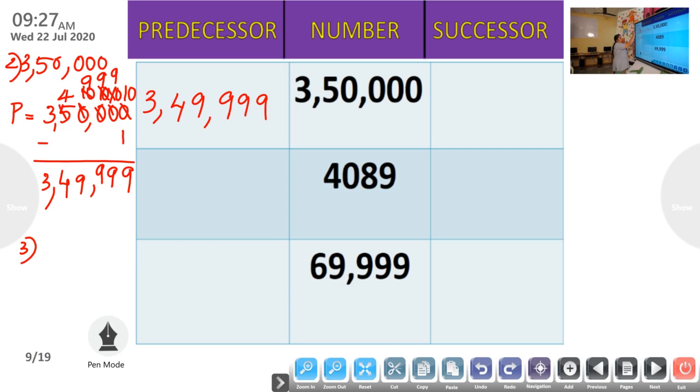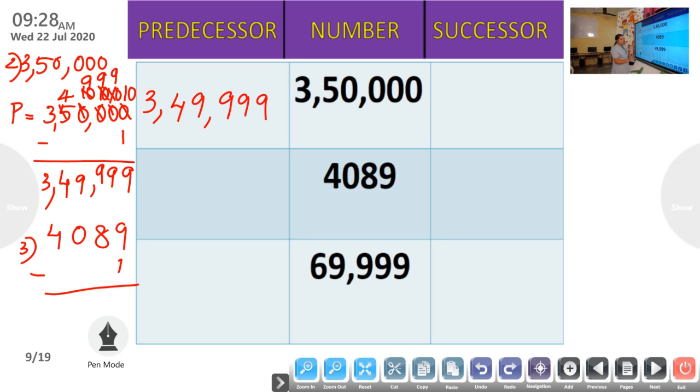Third question is 4,089. First we are finding out the predecessor of the given number. How do you do it? Predecessor is equal to given number minus 1. So where is the 1?